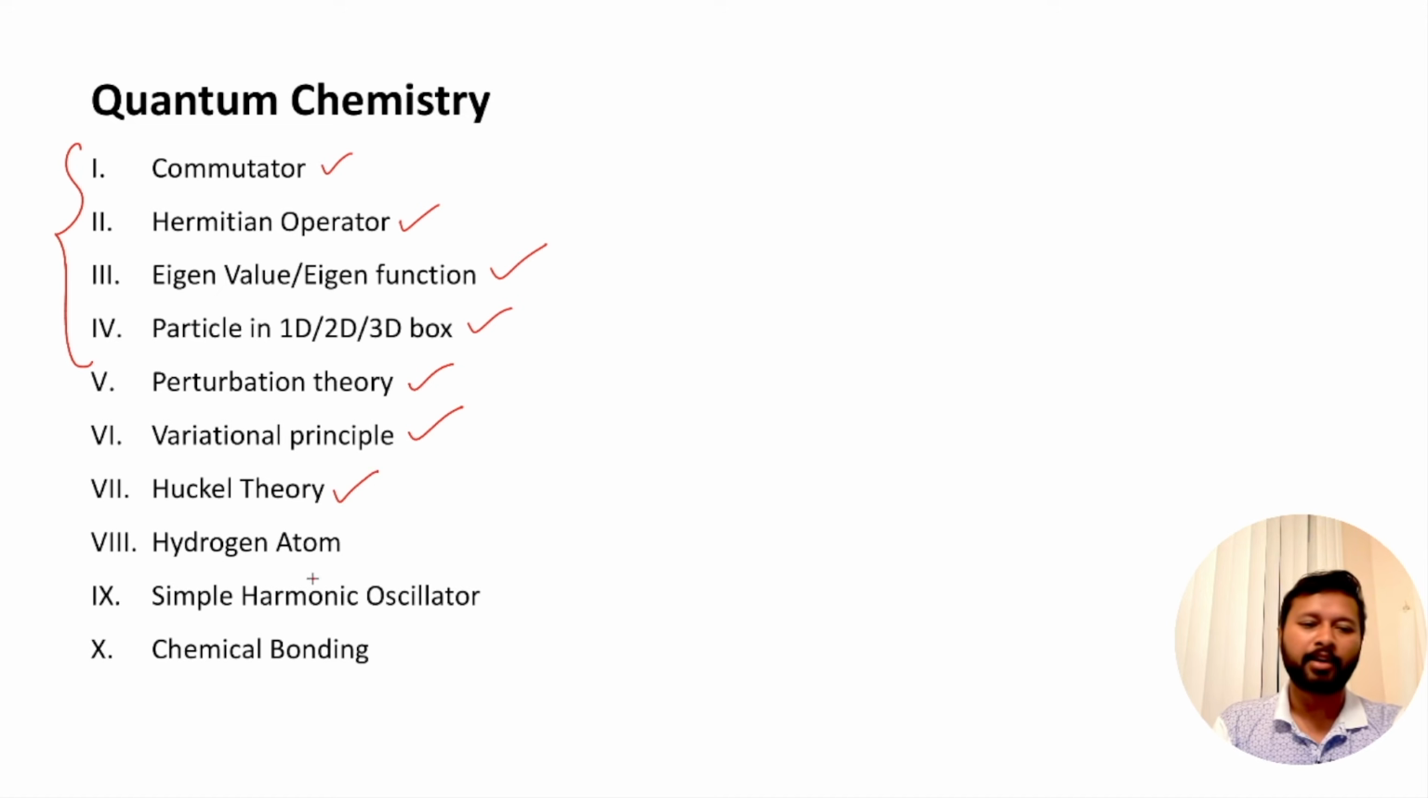Then you have Huckel theory. Again, it's an easy topic. Hydrogen atom problem. Of course, this is something which I would not suggest a beginner to do, because it is not that easy, but there are certain types of questions that can be asked from the hydrogen atom problem which you can do. For example, a wave function is given to you and you have to find out the N, L and M value. That means principal quantum number, azimuthal quantum number and magnetic quantum number. So you can do that easily just by looking into the wave function.